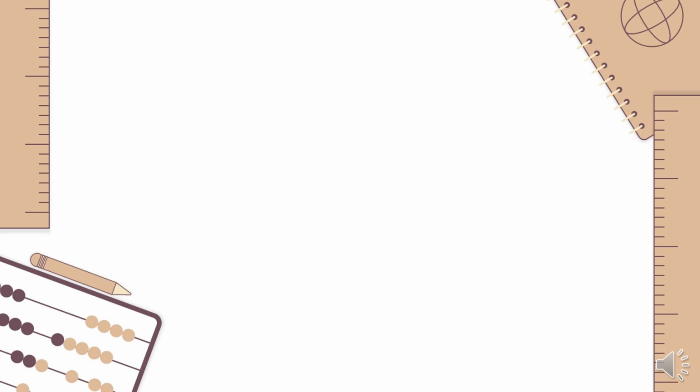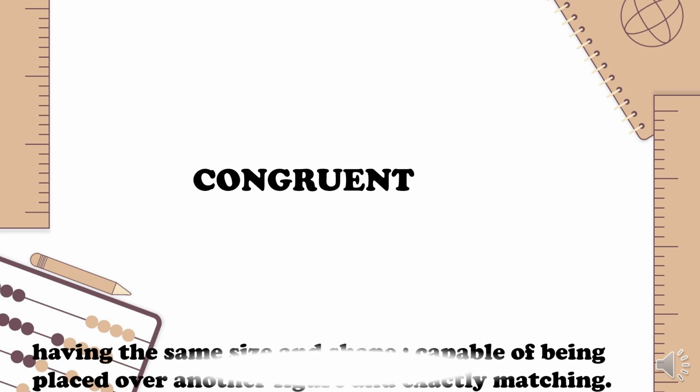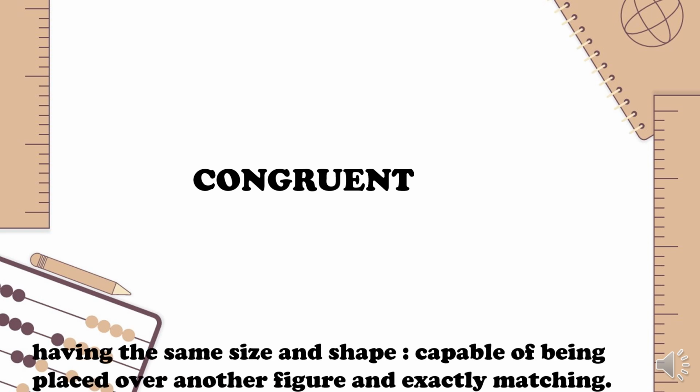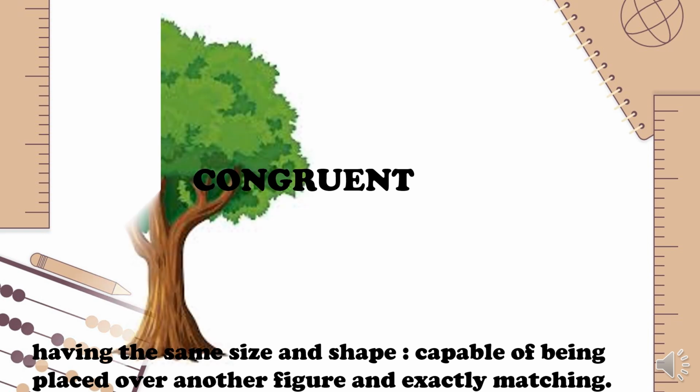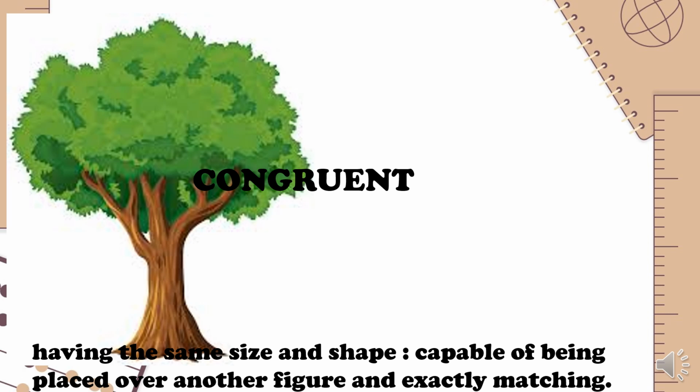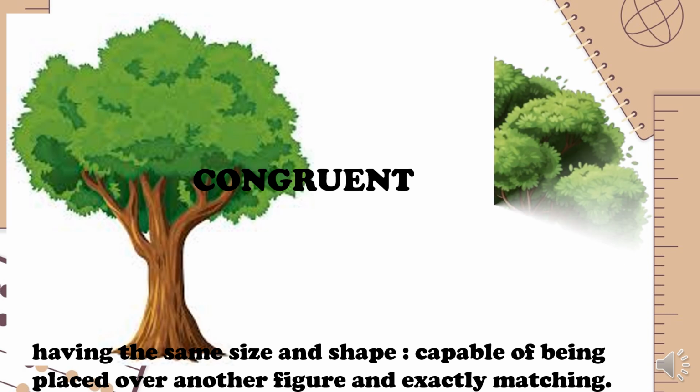So let's start and understand what is the meaning of congruent. Congruent means having the same size and shape, meaning capable of being placed over another figure and exactly matching. Meaning, if I have a figure like I have on the screen, a picture of a tree is shown, and if I show another tree, what do you think?